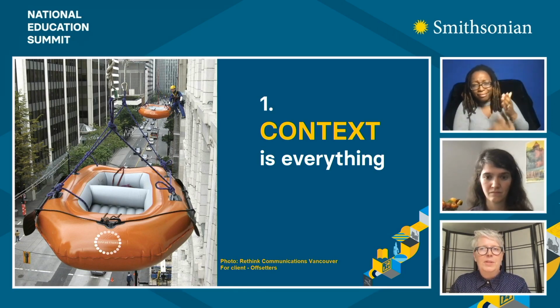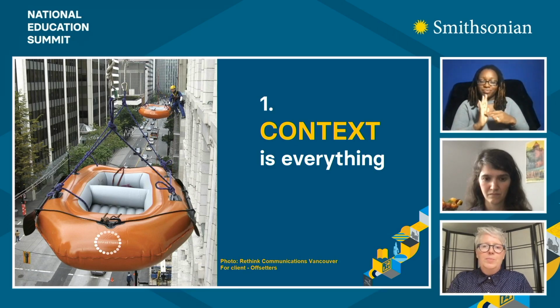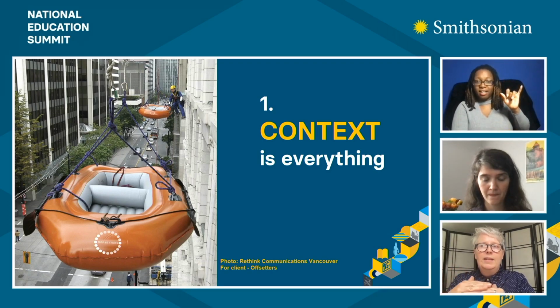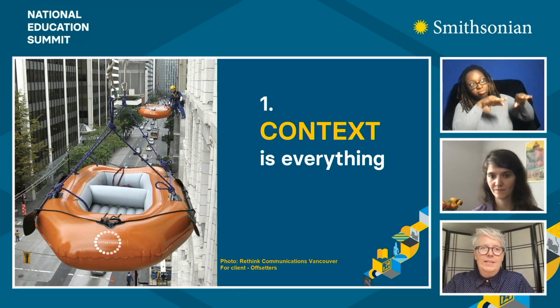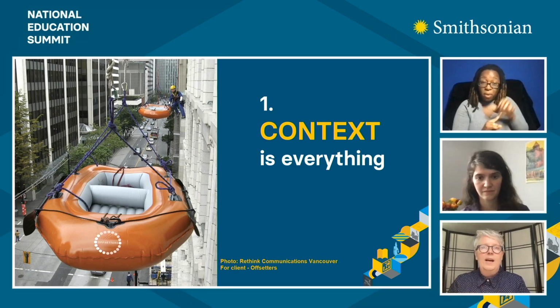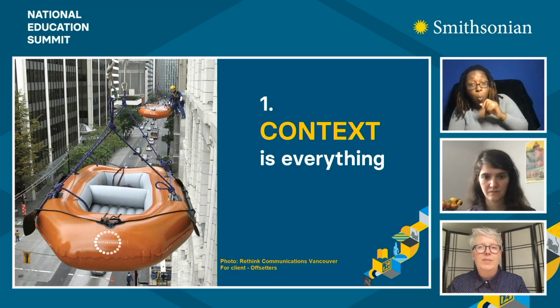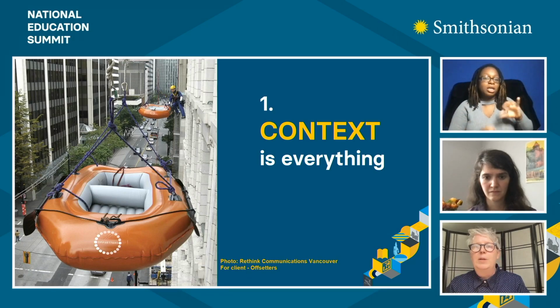So this is an example here where a group concerned about climate change decided to put these lifeboats in Vancouver up on these skyscrapers, and they were suspended just at the level that scientists had predicted that sea levels would rise after the ice caps melt. And wow, how powerful that is to see, just right in context how climate change will affect the city. That was done by this group called Rethink Communications in Vancouver. Next slide.